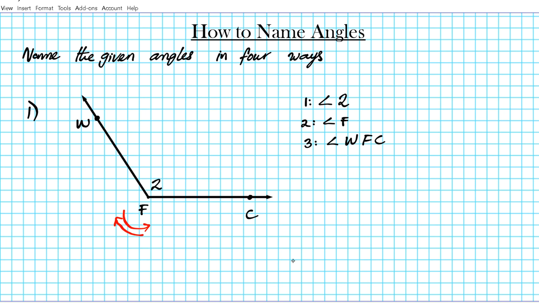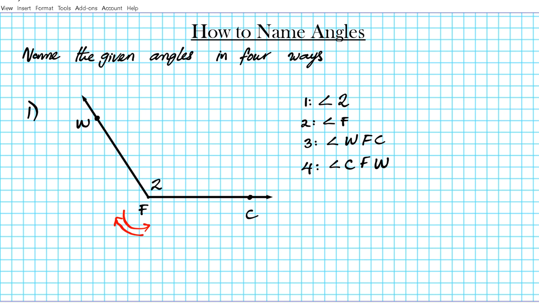Now, if we were going in the clockwise direction, we can just reverse the order of these points, right? So you start with this point on the side, the point on the vertex, and the point on the other side. So going in the clockwise rotational direction, you can name this angle as follows. We can name it in the 4th way. You can name this as angle C, the point on the first side, F, the vertex point, and W. So these are the 4 ways in which you can name this angle that's provided here.